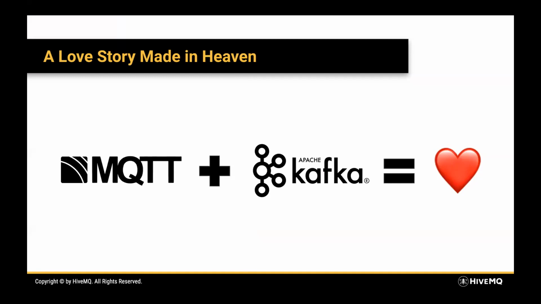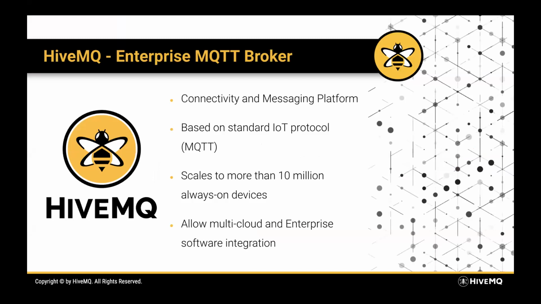We heard a lot about MQTT and Apache Kafka, and I will now have a closer look at the MQTT part, especially the HiveMQ part. HiveMQ itself is an enterprise MQTT broker that scales to more than 10 million always-on devices. So we can really have a lot of devices publishing data via the MQTT broker. It is based on the standard IoT protocol MQTT, so we have all the MQTT features here. MQTT protocol versions 3 and 5 are supported, and also in an interoperable way.